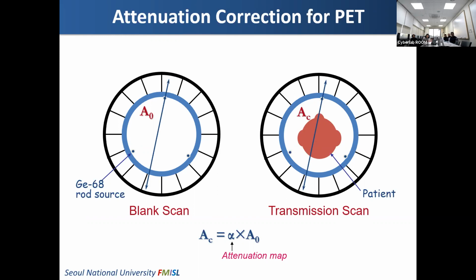Actually, we use the same principle as in the X-ray. To measure the attenuation correction factor, we need two different scans: the blank scan and the transmission scan. The blank scan is done with some external radiation source without any subject, and the transmission scan with the subject. By comparing these two scans, we can calculate the attenuation correction factor.